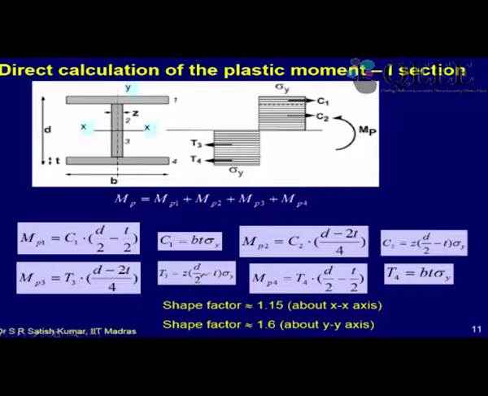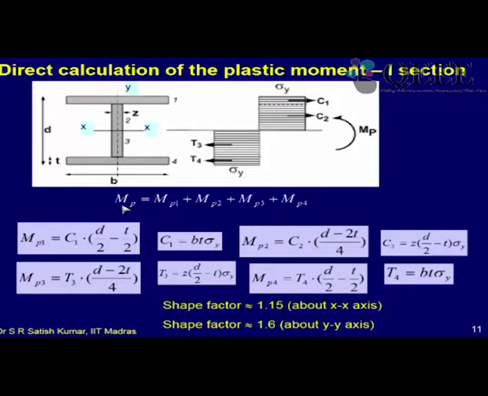The values are given here. For example, T3 is similar to the top flange. This is the bottom flange, and for this web 2, C2 is given by this, and that into this value gives me MP2. So that goes here. Like that we can sum up and quickly get the MP of the cross section.